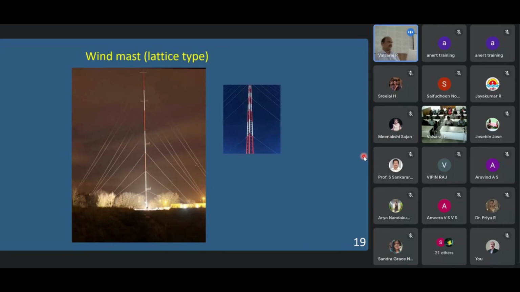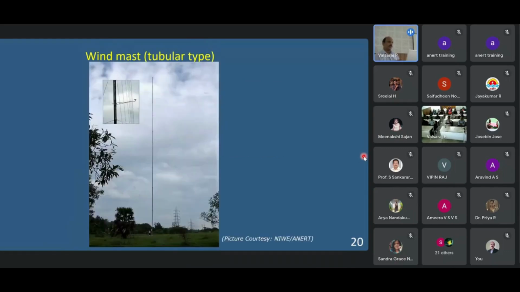I'm coming to the engineering complexity of such structures. Now this is a tubular type wind mast. In the inside picture you can see how the anemometer is connected. In fact, this is one of the wind masts involved in the wind assessment study done by UNERT, the data from which I have utilized in my study.